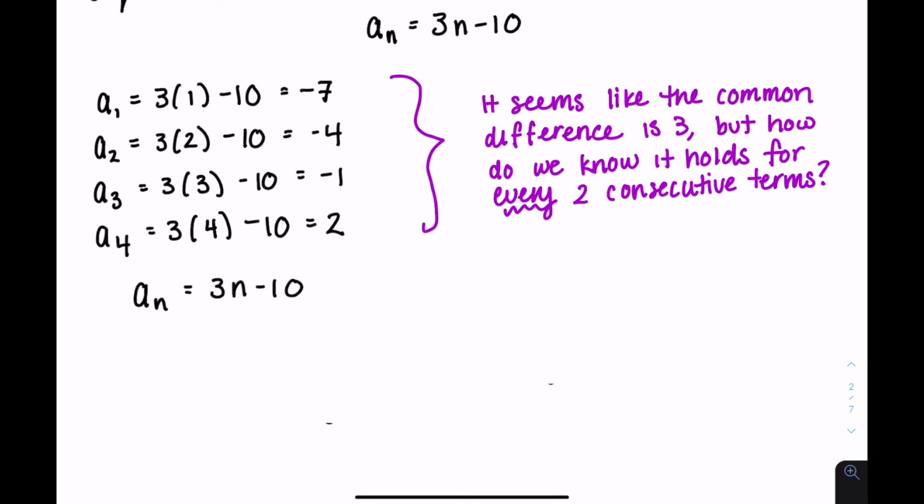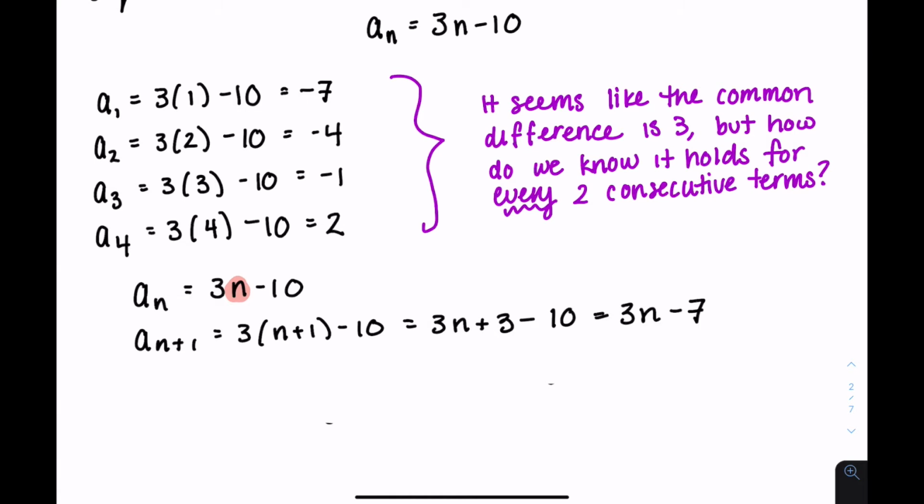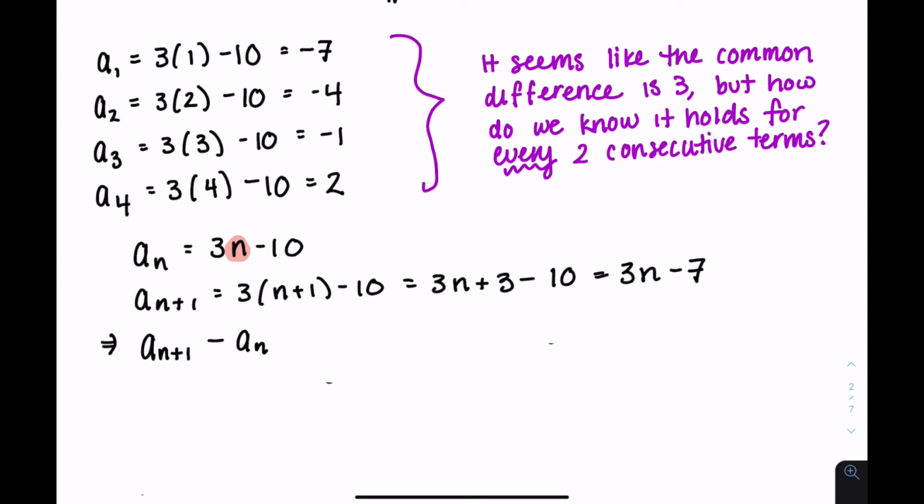I want to look at the nth term, and I want to look at the n plus 1 term. The difference between these better be constant. So if you want the n plus 1 term, just replace n by n plus 1. So that'll be 3n plus 3 minus 10, or 3n minus 7. So now if I look at the difference between any two consecutive terms, the n plus 1 term is this, subtracting the nth term gives us 3n minus 7 minus 3n plus 10.